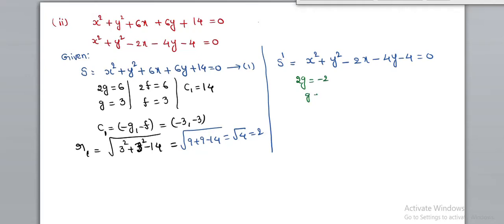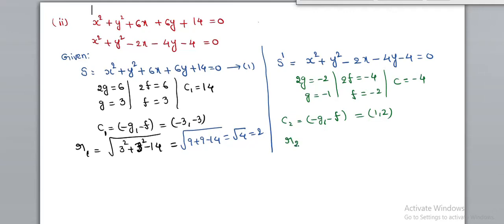Next, comparing with the circle formula, 2g equal to minus 2, g is equal to minus 1. 2f equal to minus 4, f equal to minus 2. C value minus 4. Center C2 is equal to minus g comma minus f, 1 comma 2. Radius R2 is square root of g square plus f square minus c: 1 square plus 2 square minus of minus 4, minus into minus plus, square root of 1 plus 4 plus 4, 9, that is the value 3.